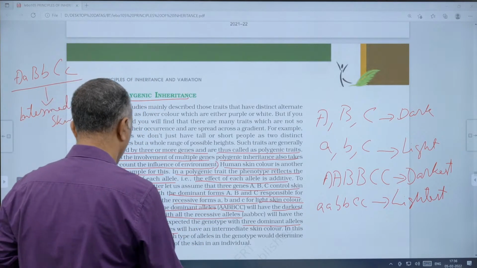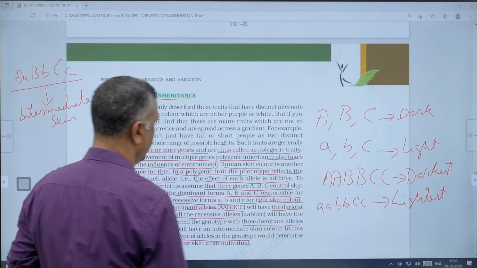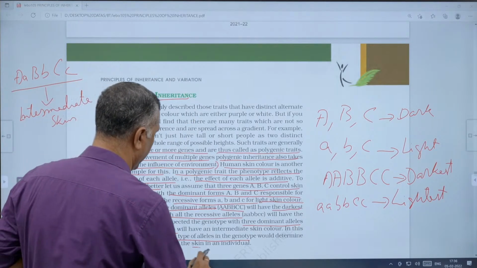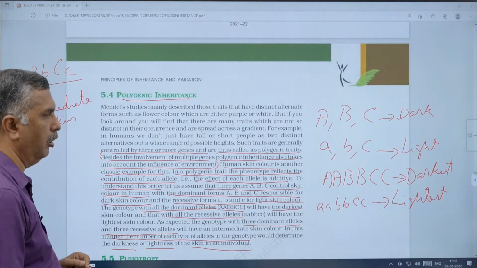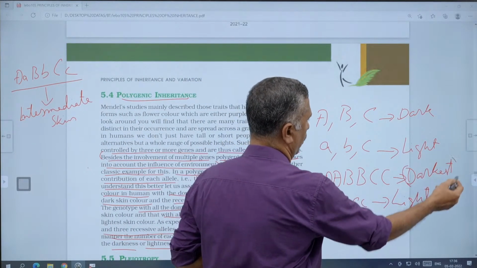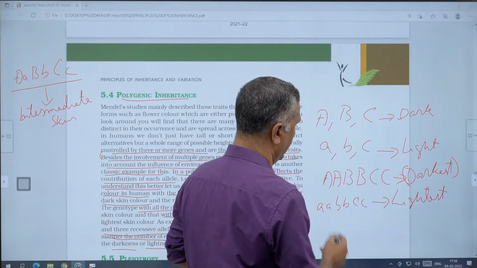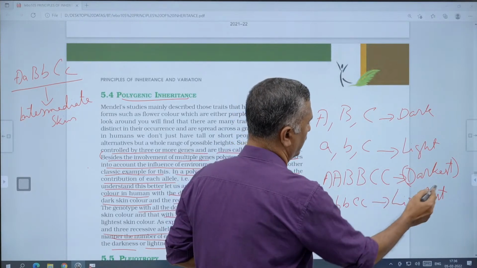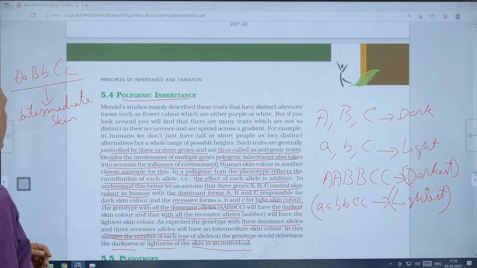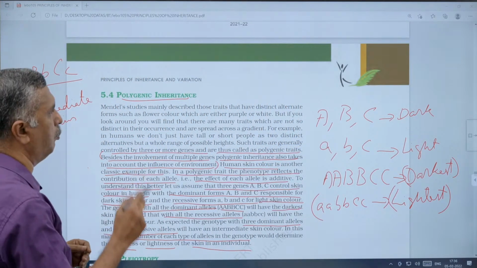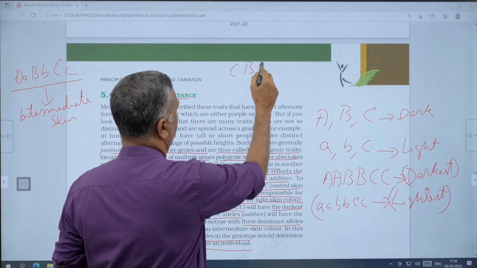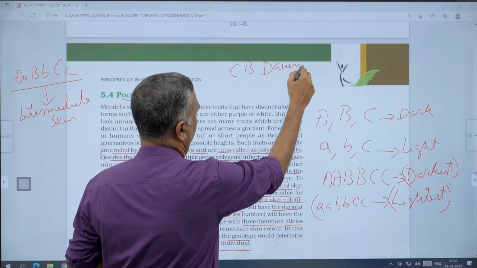In this manner, the number of each type of allele in the genotype determines the darkness or lightness of the skin in an individual. So either it will be capital A, capital A, capital B, capital B, capital C, capital C, the darkest or extremely dark persons, and small a, small a, small b, small b, small c, small c, the lightest persons. This was studied by an important scientist in human populations, C. B. Davenport.